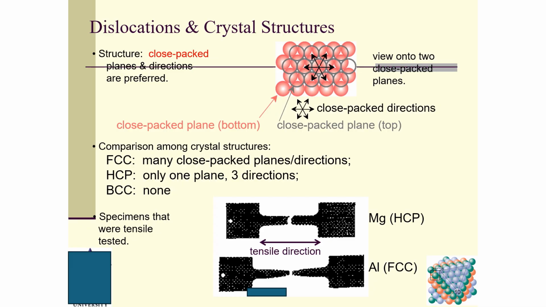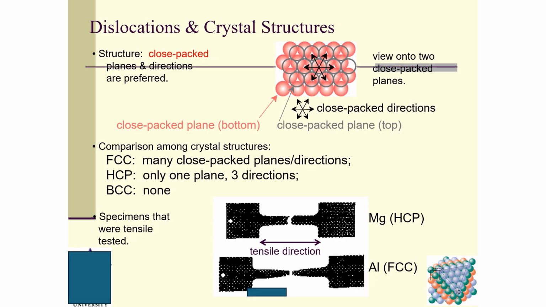Then we talk about dislocations and the crystal structure. And this is structure. Close packed planes and these directions are preferred. You can see here, view on two closely packed planes. These are close packed planes, and top HCP.